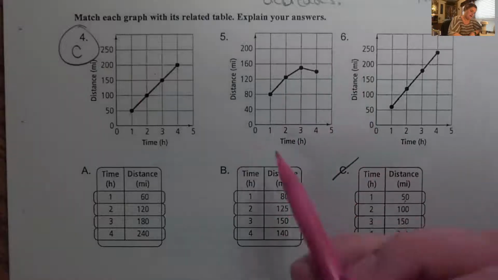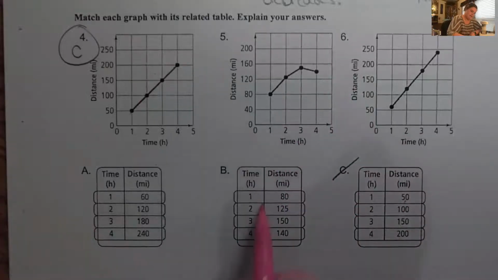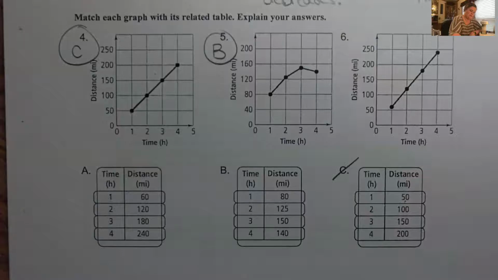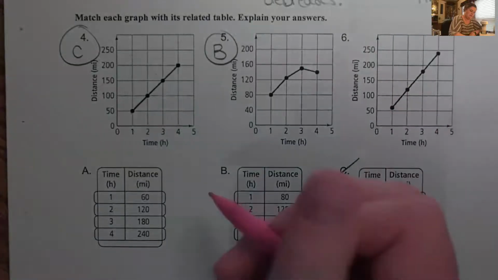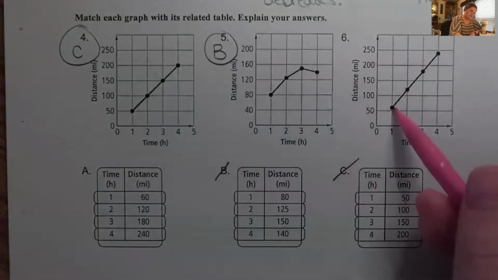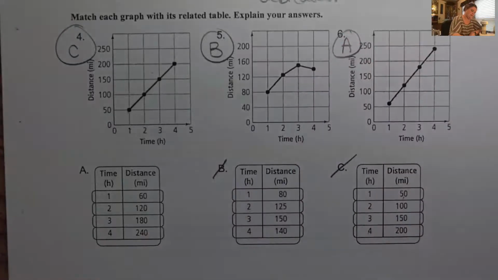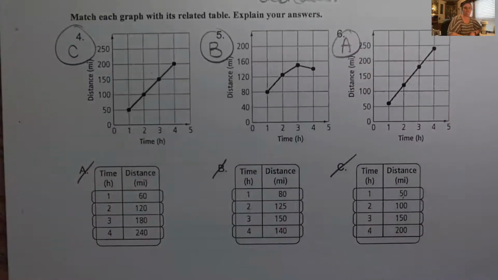Okay, 5, at 1, it's 80. It looks like it's going to be B. Make sure. 2 is 125. Yep. 3 is 150. Yep. 4 is 140. Yep. And 6 would have to be A, but let's make sure. At 1, it's a little bit more than 50, which would be 60. And that looks like it is good. Okay, next page.